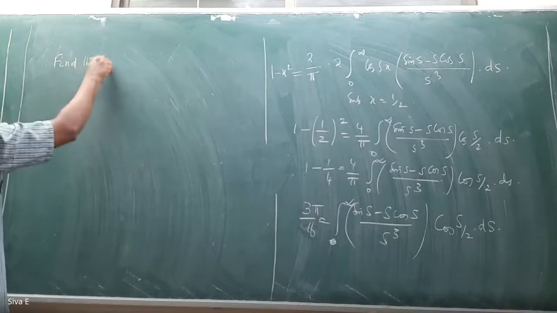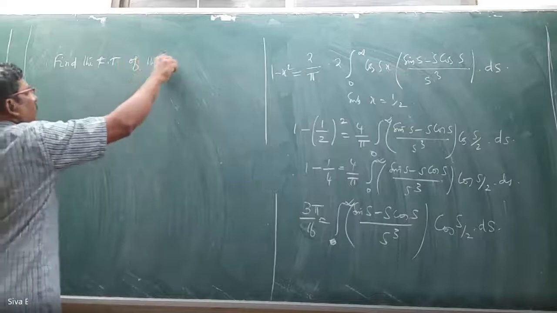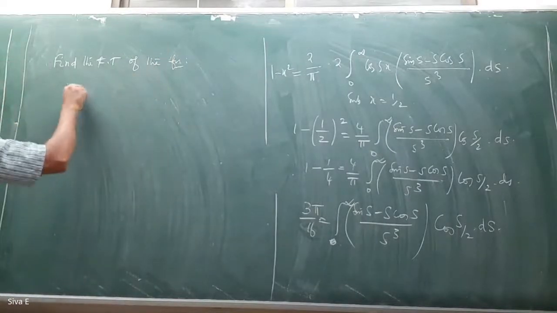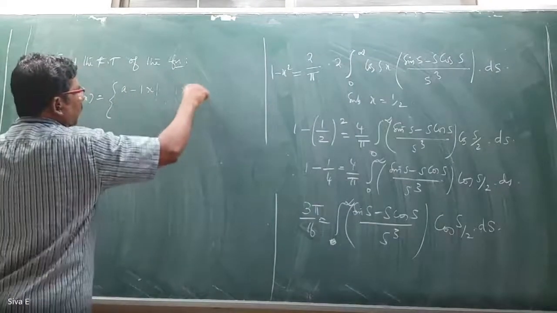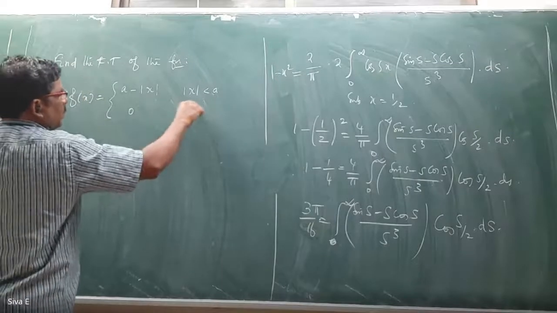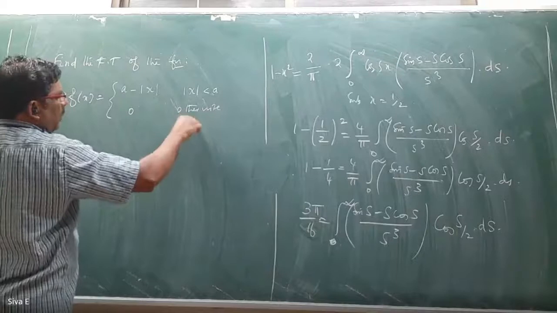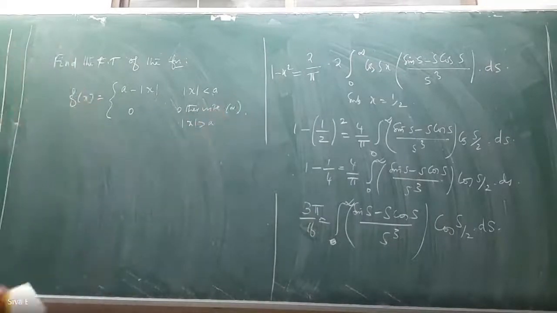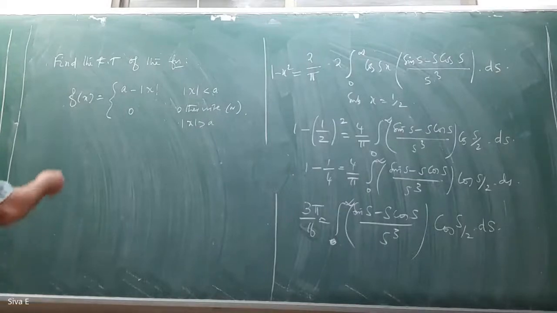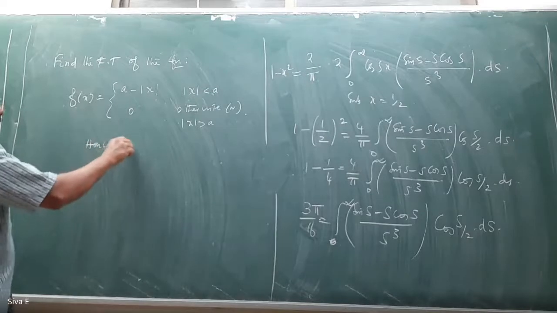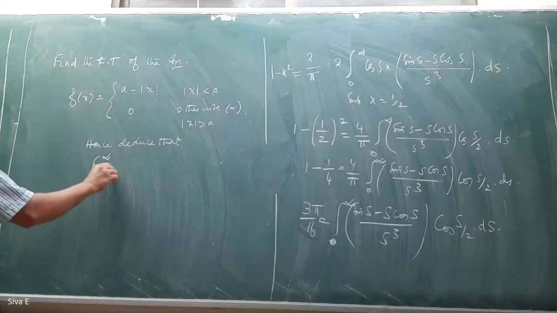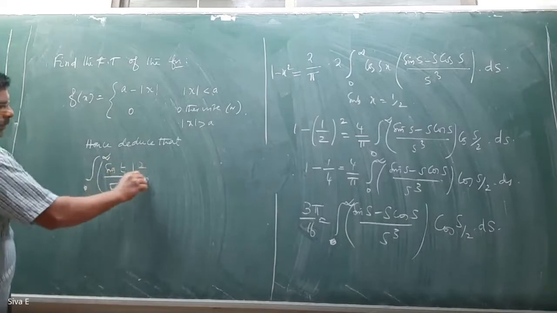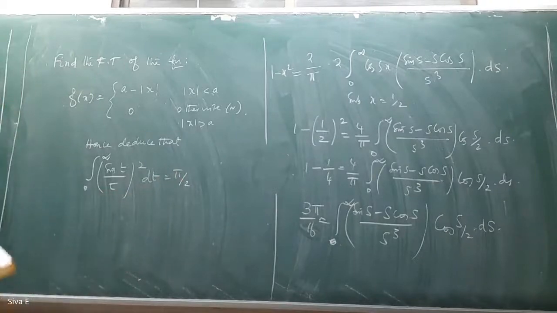Find the Fourier transform of the function f of x equal to a minus mod x, where mod x less than a, and 0 otherwise, or mod x greater than a. Hence deduce that the integral over 0 to infinity of (sin t by t) whole square dt equal to pi by 2.